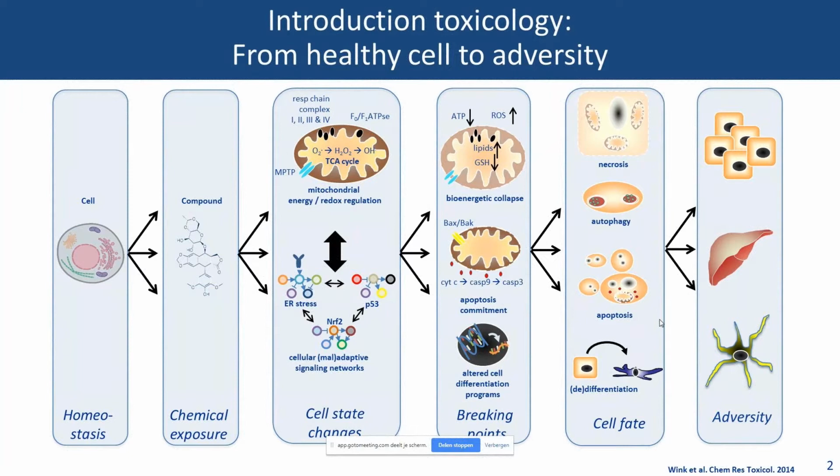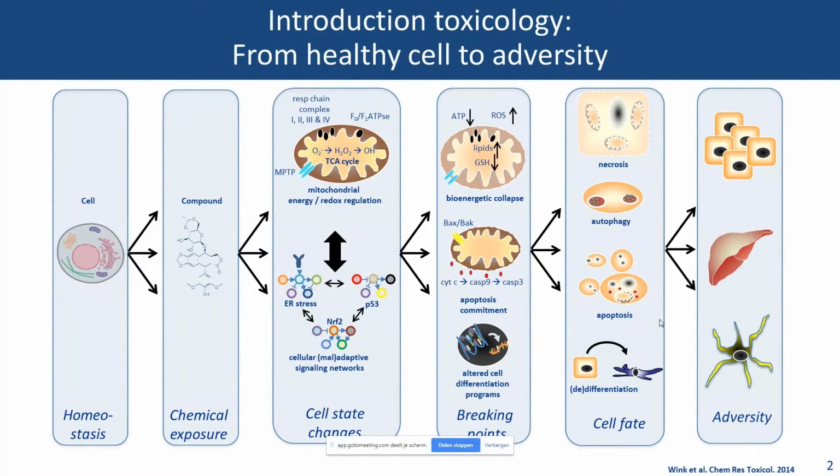Now, this goes well for low concentrations, but at higher concentrations, the cell can't cope anymore. There's simply too much injury, and instead of investing into these adaptive stress responses, the cell will try to invest more into adversity programs like necrosis, autophagy, and apoptosis. And this will eventually lead to dead cells, a damaged organ, or a sick person.